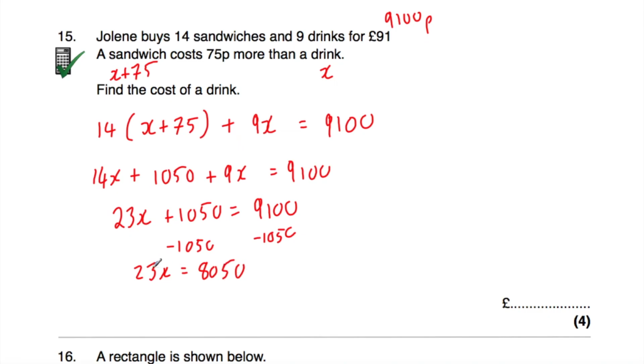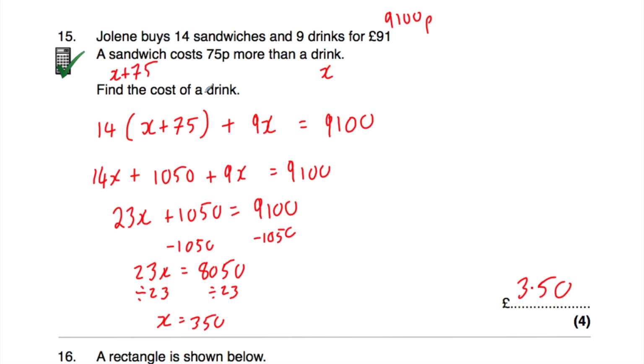So if we've now got 23x is equal to 8,050, we want to find out what x is, so we want to get rid of this 23, this multiplied by 23. So we're going to divide by 23 and divide by 23. So if you've got 23x and you divide by 23, you'll be left with x, and then 8,050 divided by 23 is equal to 350. So that means that x, which is the cost of a drink, is 350 pence or £3.50. And that's it, we've solved that question.